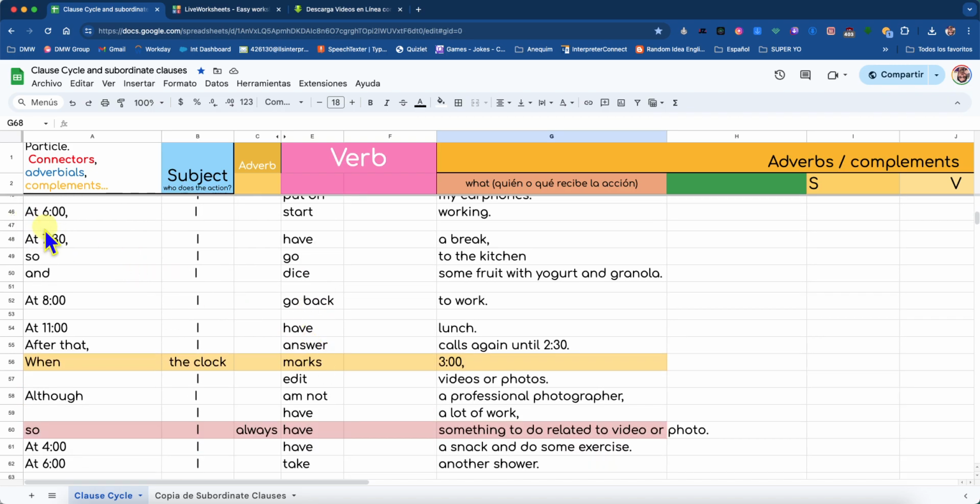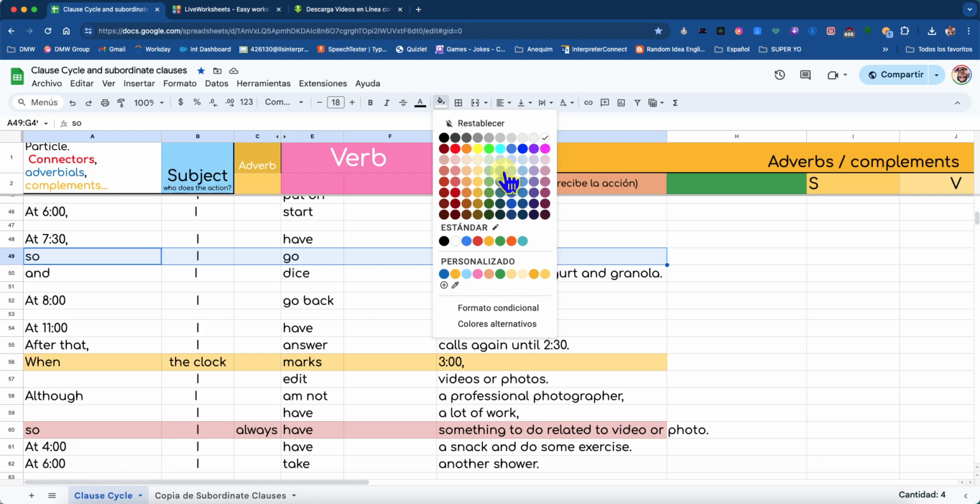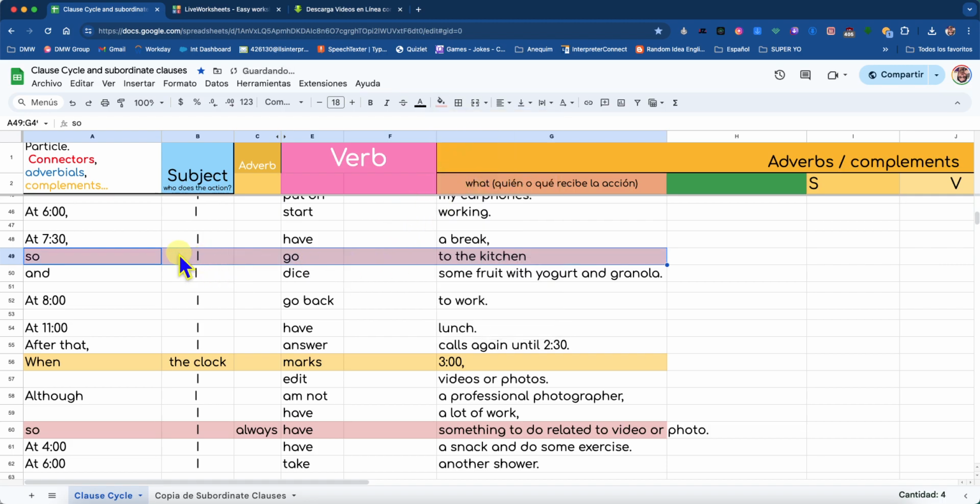But anyway, at 7:30, I have a break. So I go to the kitchen. This is a clause of cause and result, like we were checking in the clauses that we checked in the last homework. Okay, it's a subordinate clause. Actually, this is a coordinate clause of result. So at 7:30 I have a break, so I go to the kitchen and I dice some fruit with yogurt and granola.